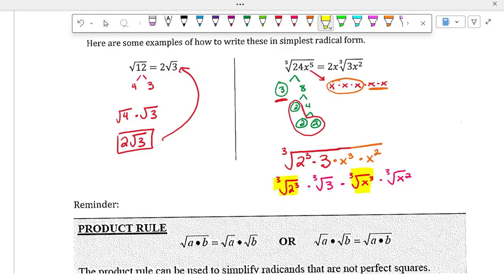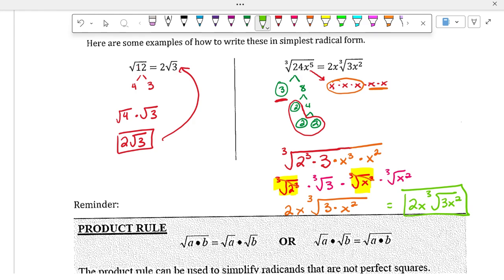So we're going to do those first. What's the cube root of 2 cubed? 2. These go away. All right. Cube root of x cubed? X. And I'm left with, I'm going to combine these two non-perfect cubes, 3 times x squared. So my answer is 2x cube root of 3x squared. And that's it.